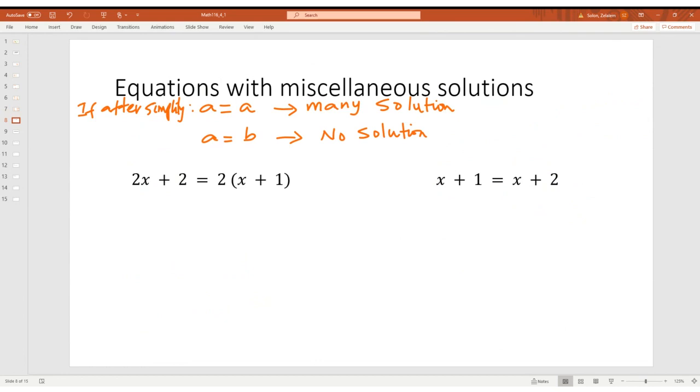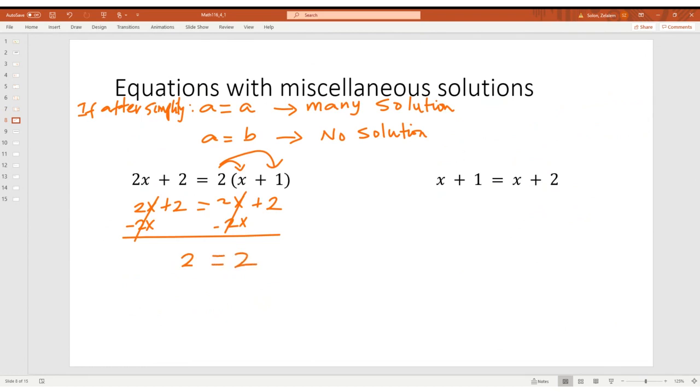So I have on the left 2x plus 2. On the right, I have to distribute the 2. So I have 2x. 2 times x is 2x. 2 times 1 is 2. Now I have to get rid of the variable. So I have to subtract 2x from both sides. So to move the variable to the left, I take away 2x. So this cancels out. This also cancels out. They're 0. So we are left with 2 equals 2.